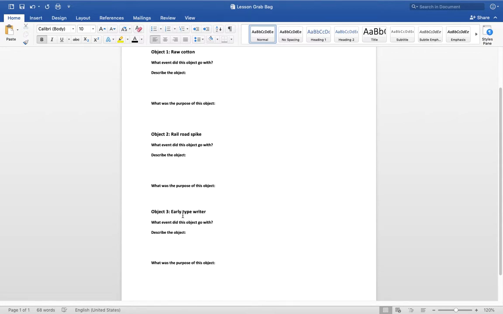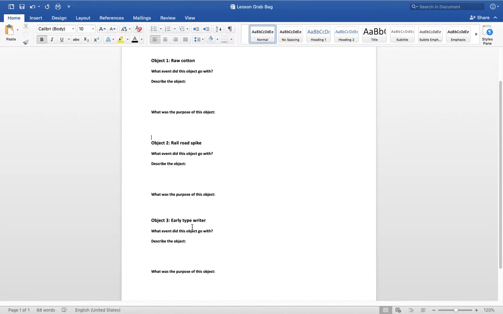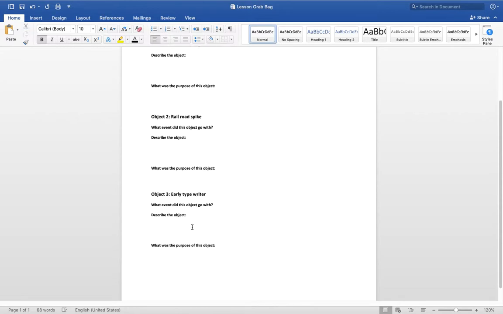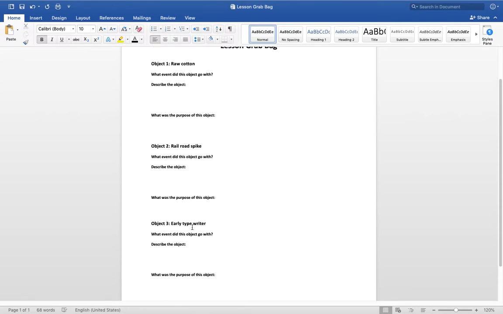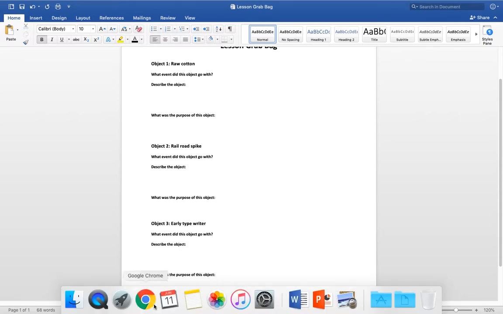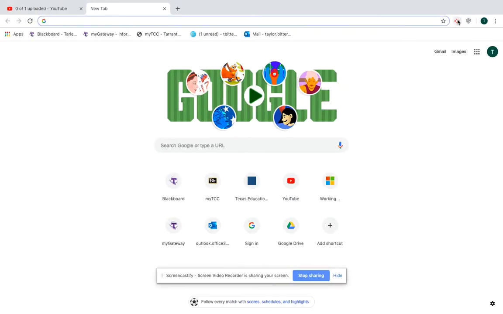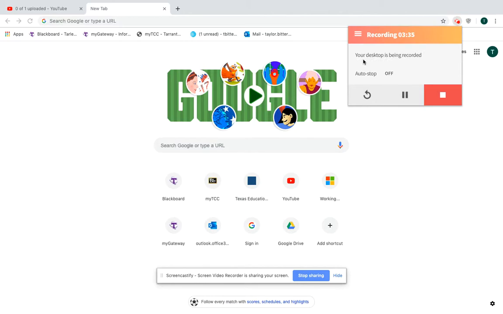And then for object three, I decided to put the early typewriter, and it's just another technological advancement. These are obviously interchangeable. You could pick any ones that you want to apply to your lesson, and you can add more. I just decided to do three for now. But that is my fourth and final ELL strategy.